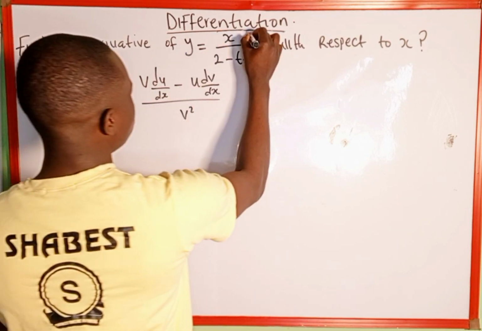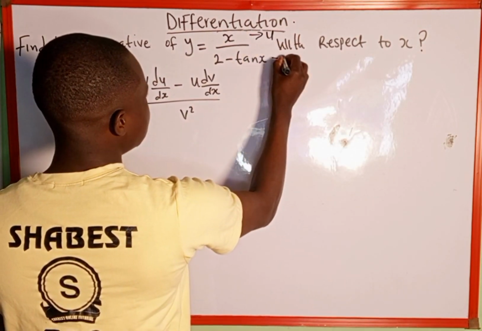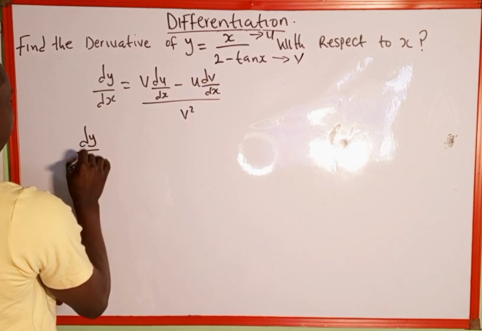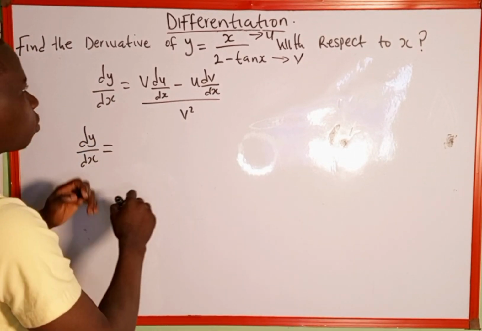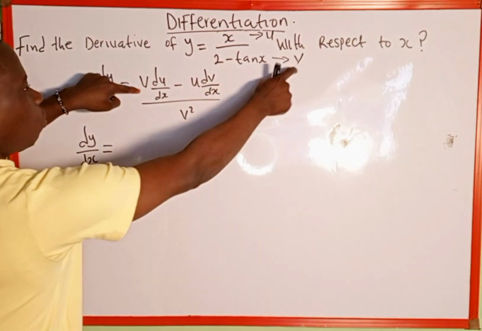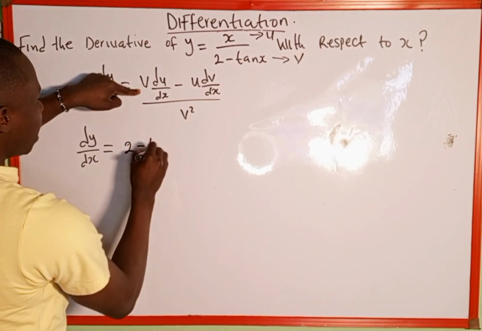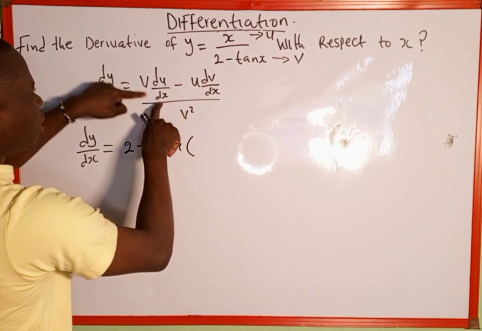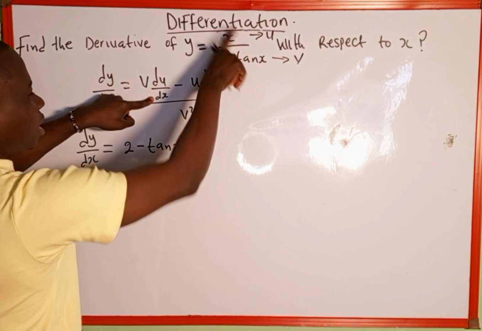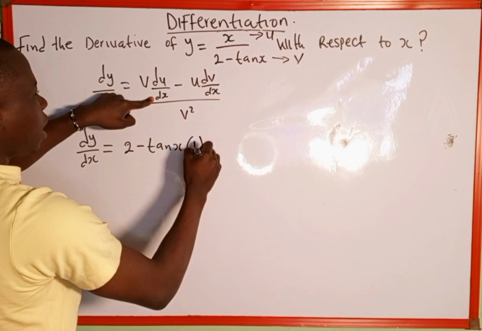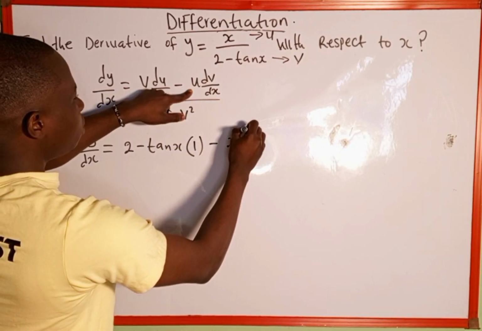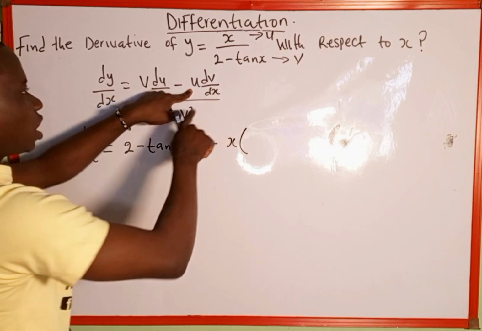Now we're going to let this numerator to be u, then this denominator to be v. So using this formula, the derivative of that function with respect to x is now going to be equal to v. We write v, which is 2 minus tangent x, then multiply by the derivative of u with respect to x. And u is x. Derivative of x with respect to x is the same as 1. Then minus u. We write u, which is x, then multiply by the derivative of v with respect to x.